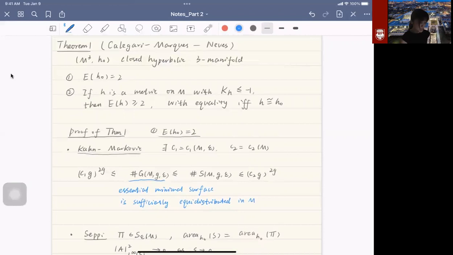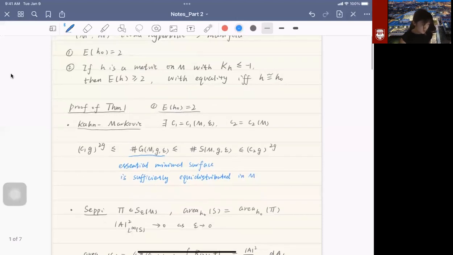First, we are going to show that in the hyperbolic case, the entropy is equal to 2. And there are a few essential steps. First, we're going to use the method by Kahn and Markovic. They prove that the cardinality of the set S_M,G,epsilon is bounded from above by a constant times g to the power 2g, where g denotes the genus. On the other hand, there's a subset capital G_M,G,epsilon, whose cardinality is also bounded from below by a constant times g to the power 2g.